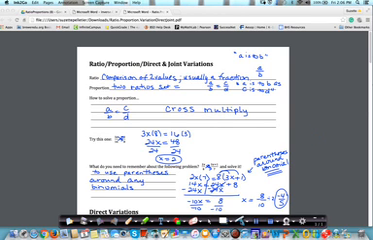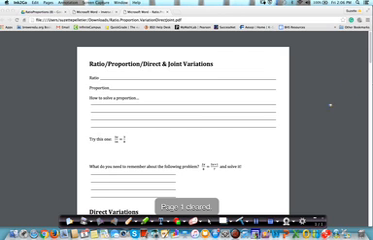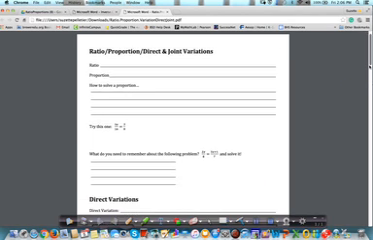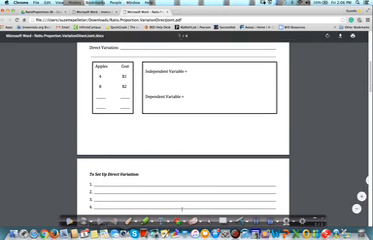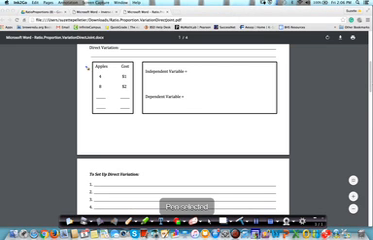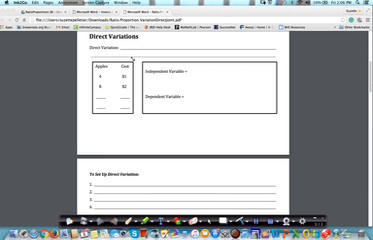Okay, let's start talking a little bit about direct variation. And you're probably thinking, I don't know what you're talking about. I don't know what direct variation is. When you start looking at it, you're going to say, oh, okay, I know what that is. This is just the fancy name for it. So direct variation, when numbers are being compared, they're directly related.